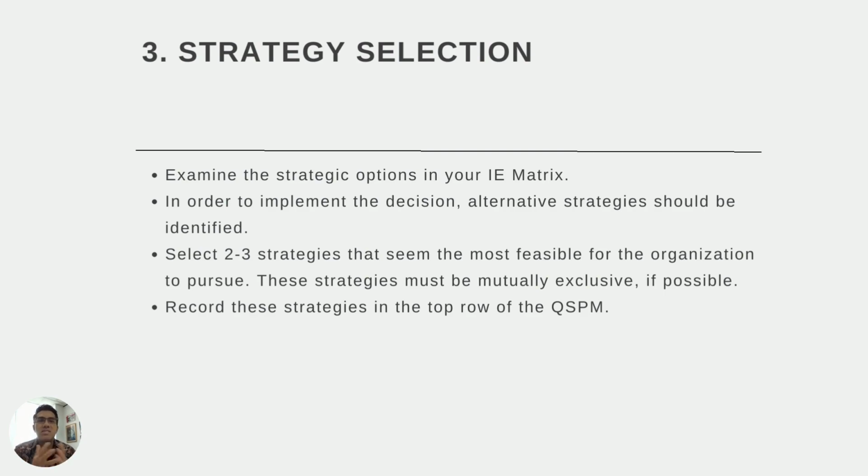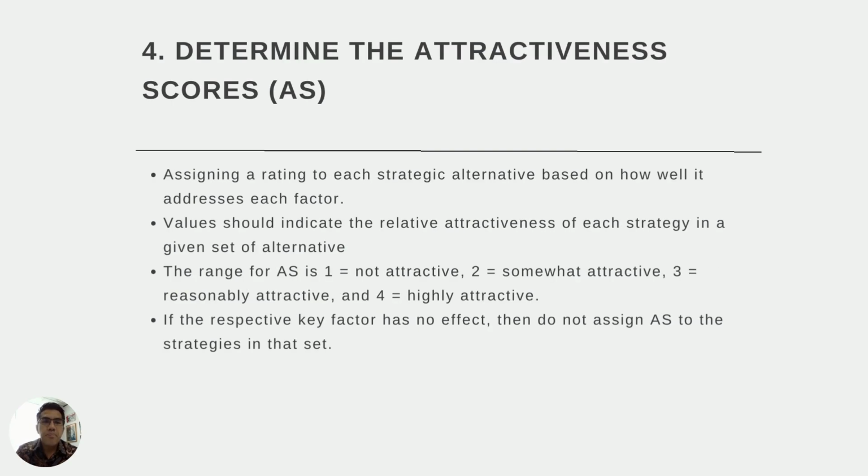The third step is strategy selection. Examine the strategic options in your IE matrix. In order to implement the decision, alternative strategies should be identified. You need to select 2 or 3 strategies that seem the most feasible for the organization to pursue. And then, these strategies must be mutually exclusive if possible, meaning that they must be distinct from one another, and record these strategies in the top row of the QSPM.